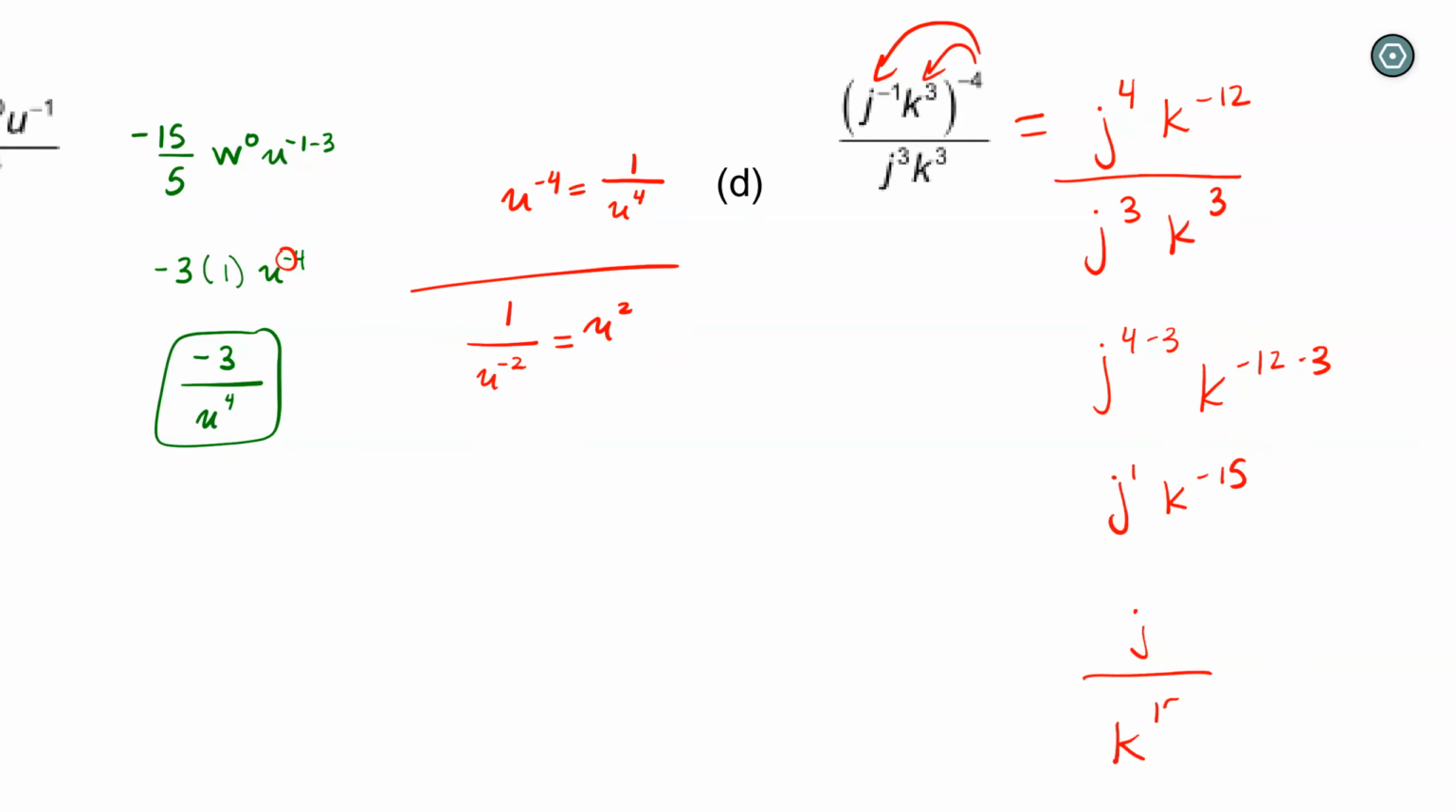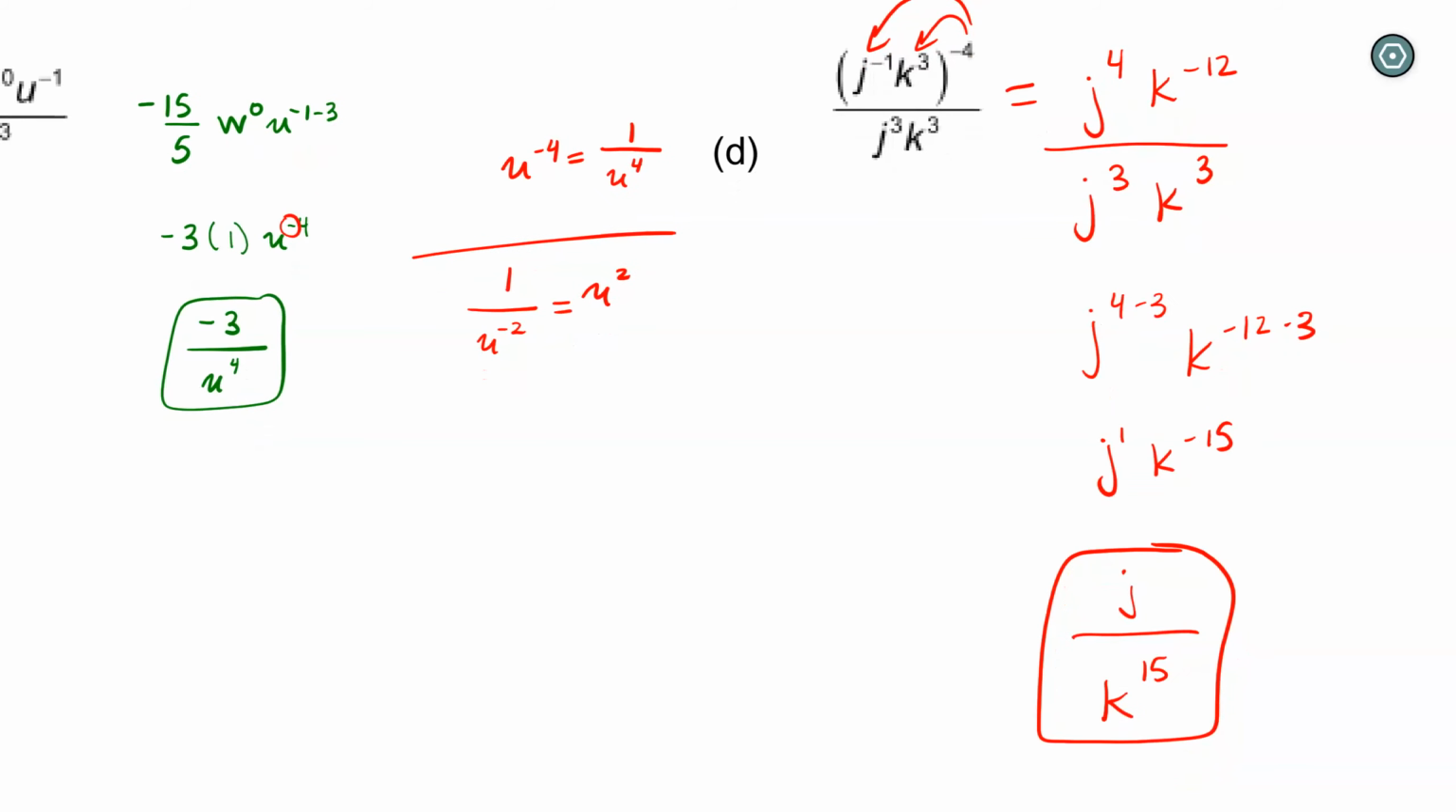So to get rid of the negative in the exponent, I just flip it to the other side. Oh wow, I got it right. Differently, you do negative 12 minus 2. Yep, negative 12 minus 3. So that's negative 15.